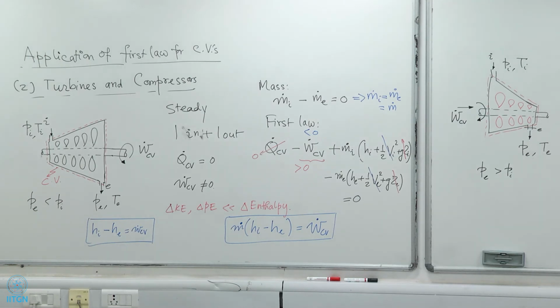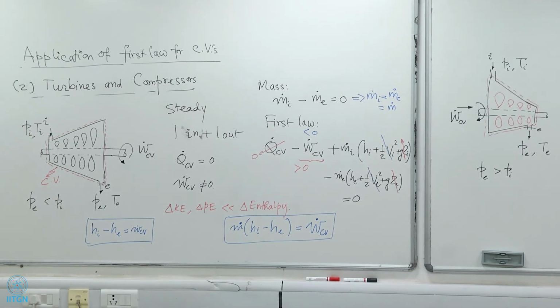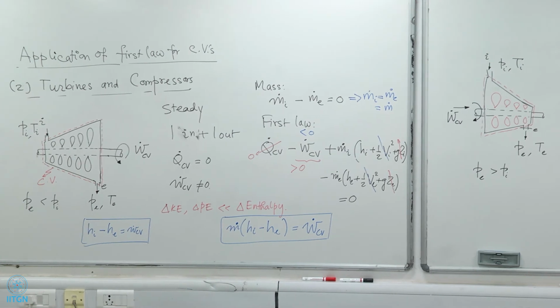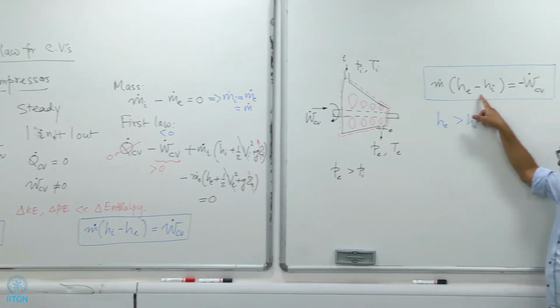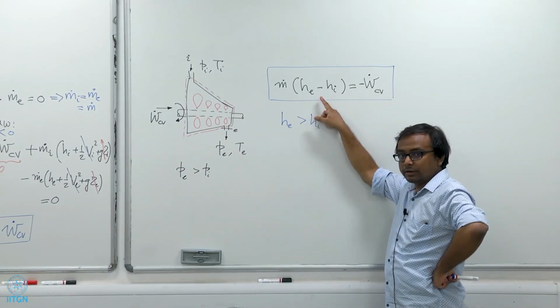So, you can realize that W dot_CV is negative because there is work input, which means minus W dot_CV will be positive. So, this right hand side is positive, which means the left hand side also has to be positive, which means that h_e will have to be larger than h_i. So, that tells you what is physically happening. You are supplying work input, and that work input is increasing the enthalpy of the fluid that is flowing in.